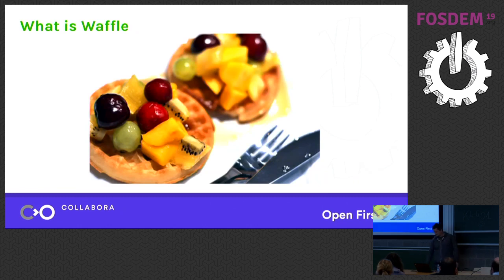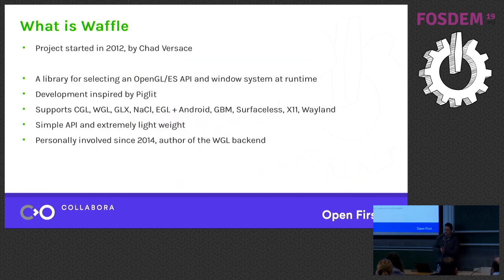So Waffle. The project was started quite a few years ago, in 2012, by Chad. As he described it, it's a library for selecting the OpenGL or GLES API and the windowing system at runtime. Pretty sure all of you are familiar, but as a very quick introduction, the windowing system is the API used to integrate your native Windows calls with the rendering APIs of GL or GLES. On top of that, you have various combinations and permutations, which I will mention shortly.